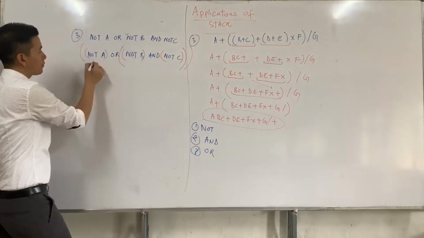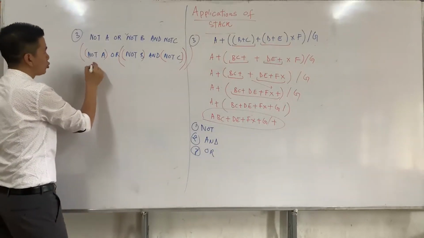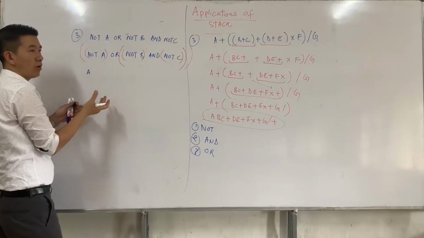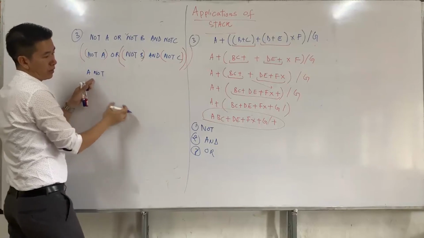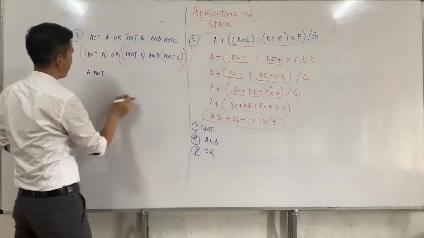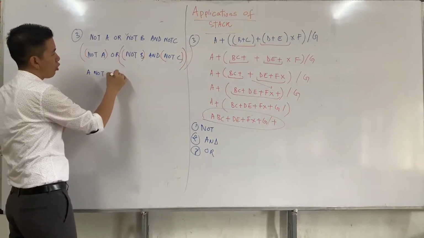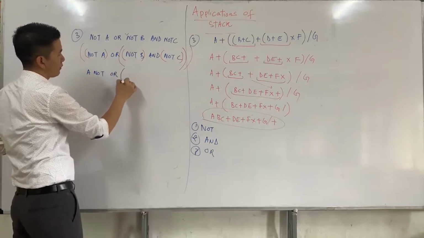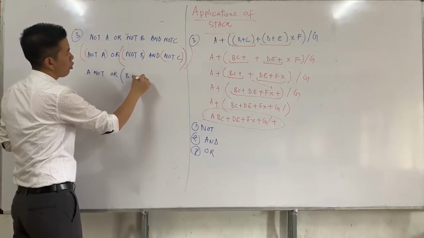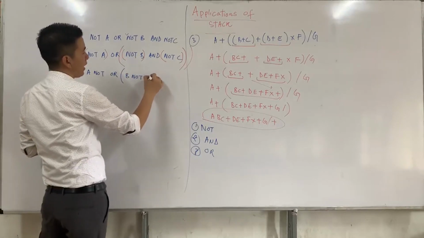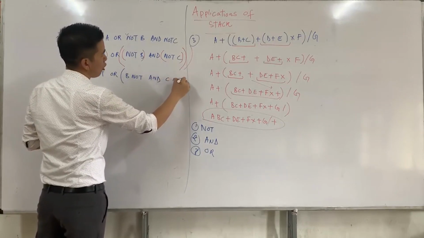Okay, so not of A, again just like the earlier two examples, will change to A not. Remember, the operand first and then followed by the operator. And then say I have this OR, you have this big bracket, and then not of B will change to B not, and then not of C will change to C not.